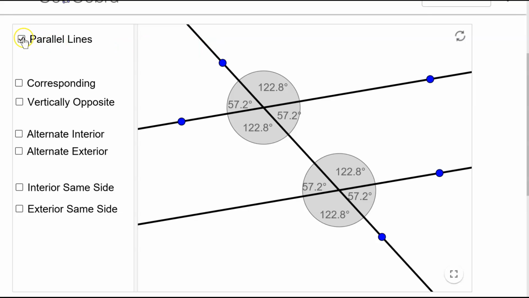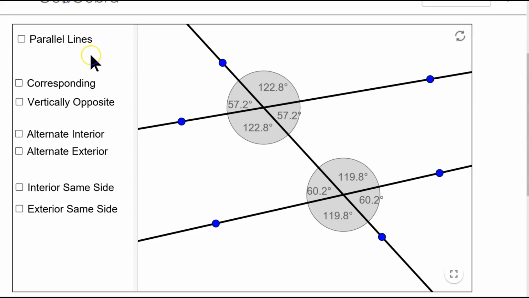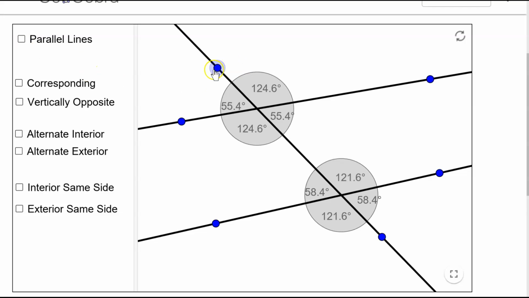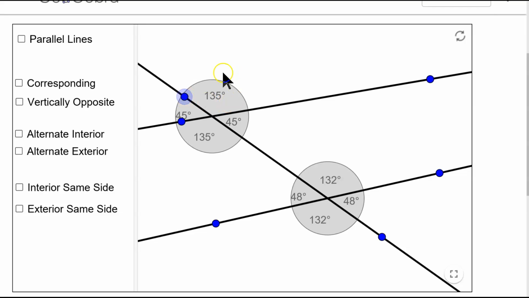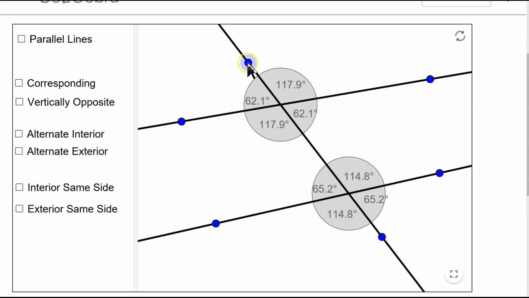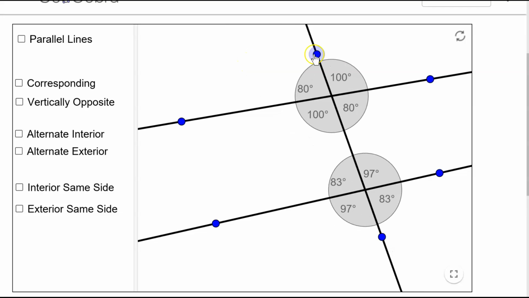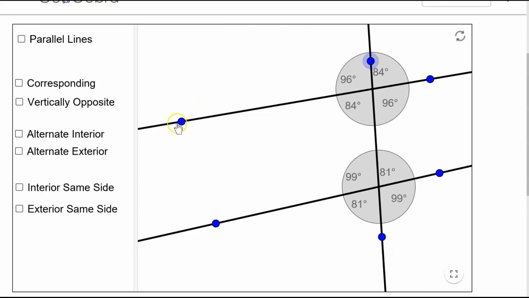First of all, I don't care about whether they're parallel or not. That's too specific at this point. So I'm just going to move this line and see what happens. Again, let's focus on this and this. It's weird. All right, what if I move this one?